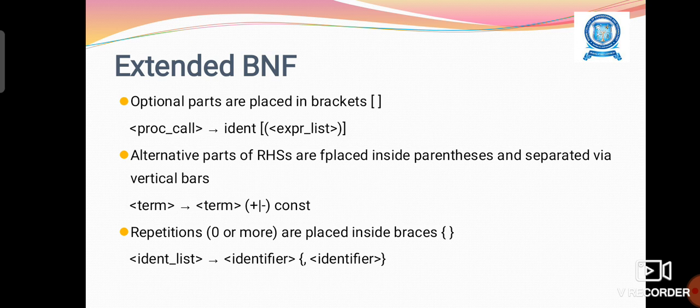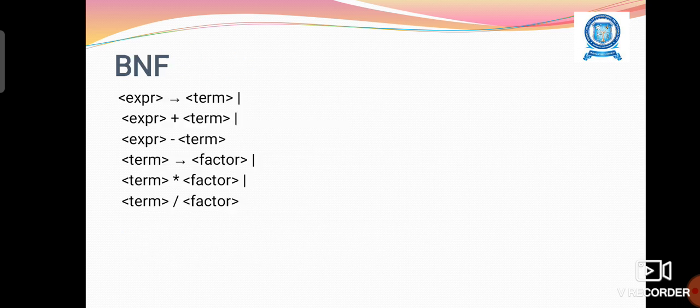Extended BNF. There are some more options available in extended BNF than in BNF. Optional parts are placed in brackets. For example, procedure call implies IDENT, with the optional part represented inside the bracket. Alternative parts of the right-hand side are placed inside parentheses and separated by vertical bars. Repetitions are placed inside curly braces. These features are available in extended BNF like this.